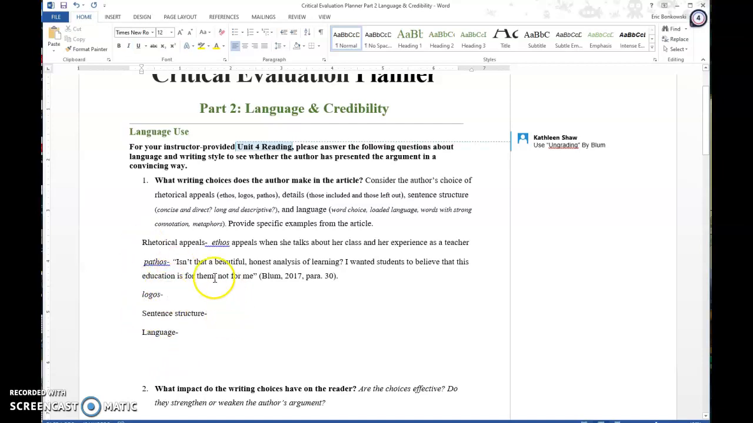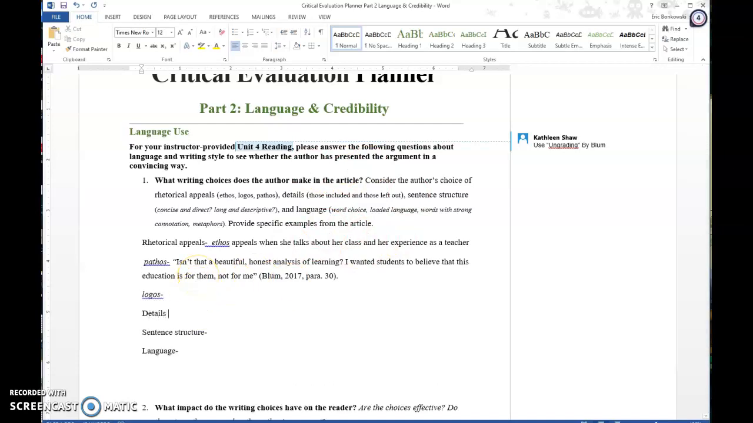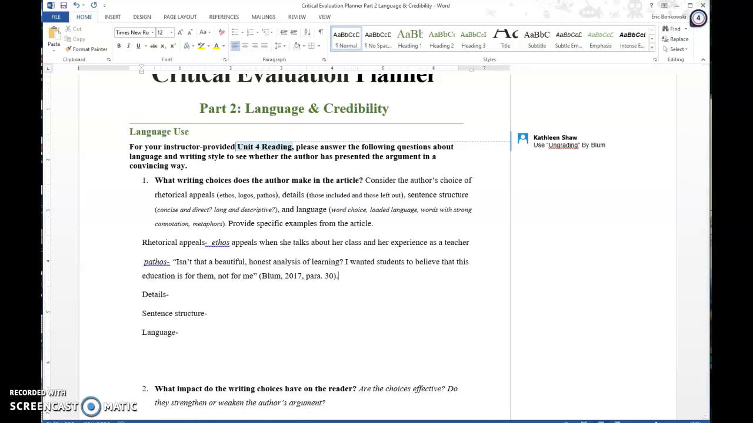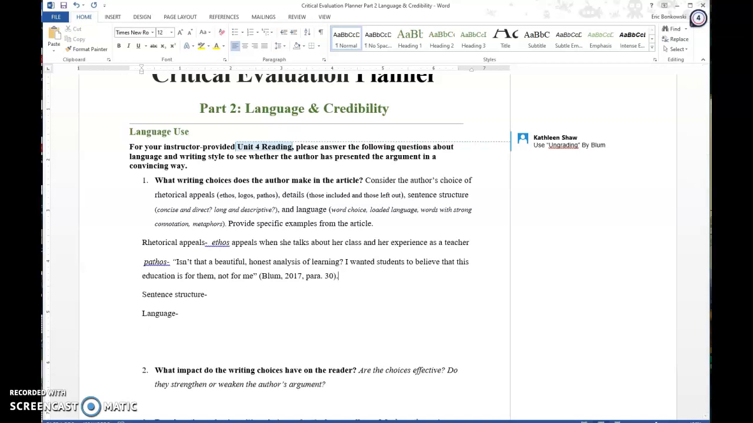But also, if you go through and you mark this stuff down, it's not asking you to answer all of these things. So just like I am going to skip the details, you don't have to include every single one of these. We're just getting a feel for the language here. So I'm going to erase logos because I'm not going to do it. And I'm going to erase details because I don't want to.